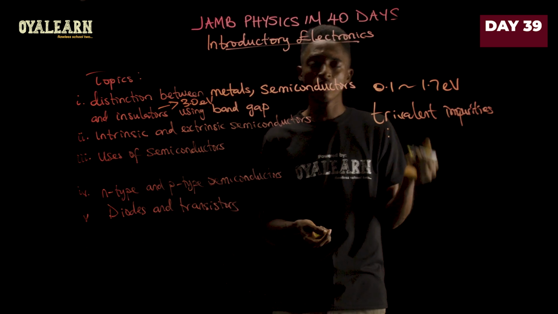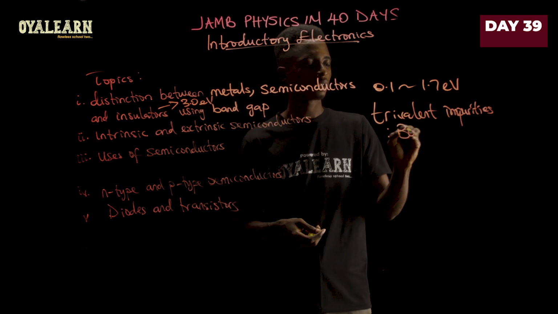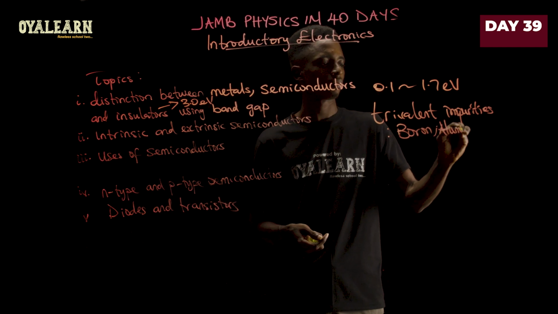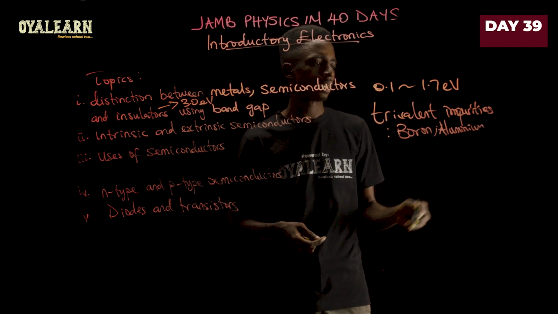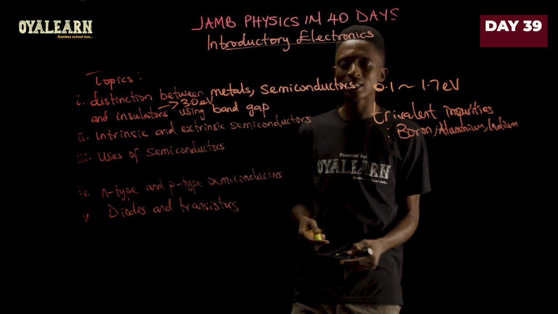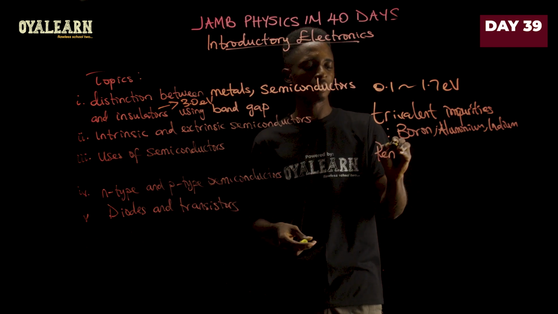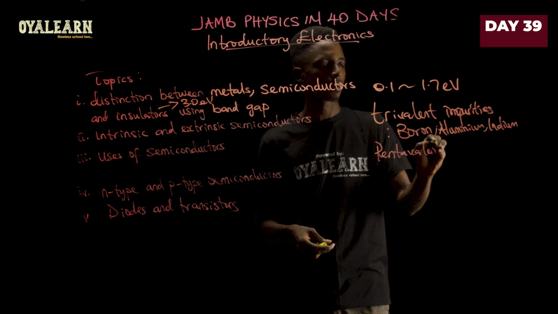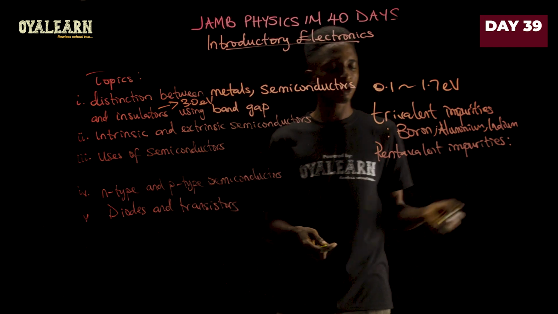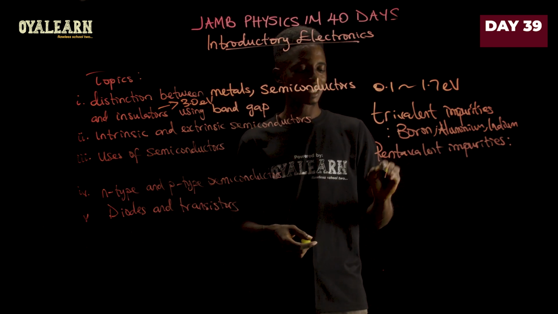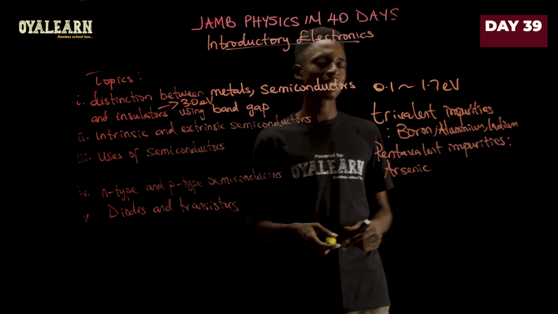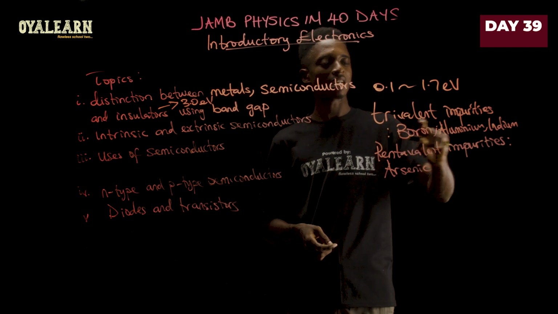These include impurities such as boron, aluminium, and the likes, even indium. Okay, these are trivalent impurities. Then we have the pentavalent impurities. Now, these include things such as arsenic and the likes. So these are pentavalent impurities, these are trivalent impurities.